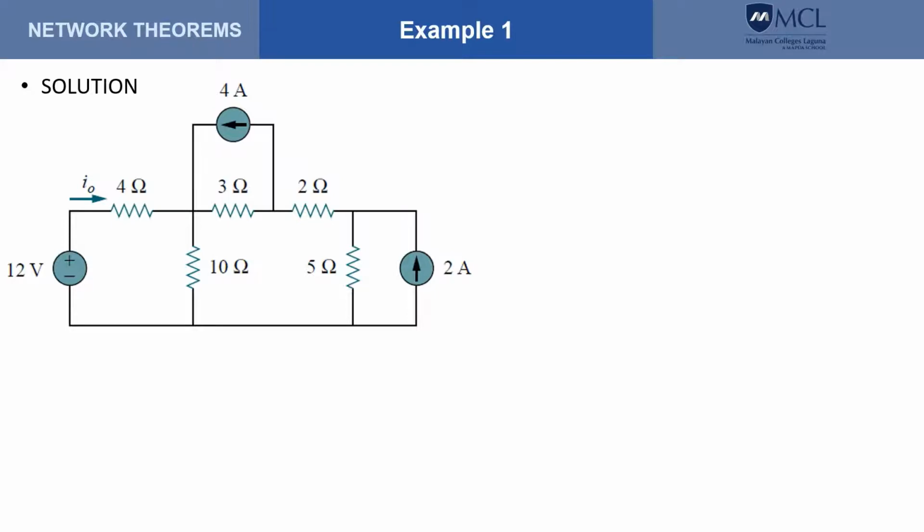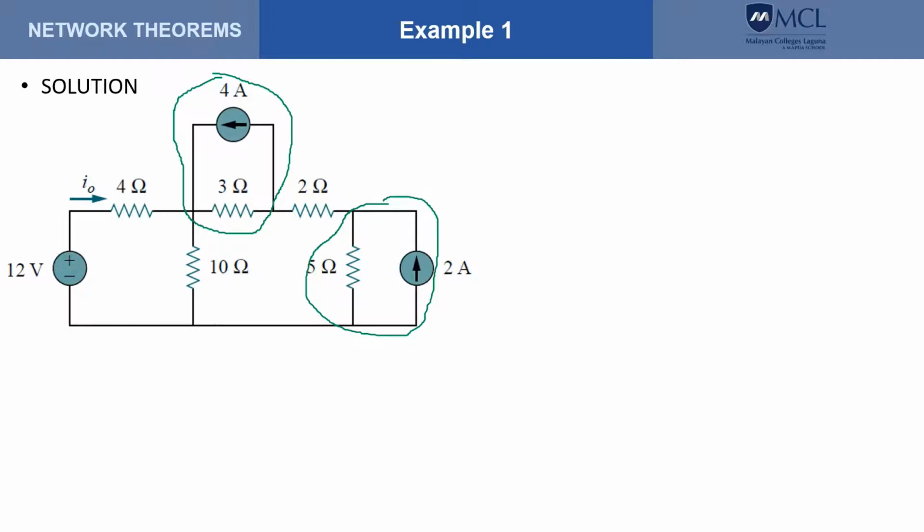Here, for example, you see that we have a 4 ampere source that is in parallel with a 3 ohm resistance, and also a 2 ampere source that is in parallel with a 5 ohm resistance. So both of these can be converted into a voltage source. So let's do that.